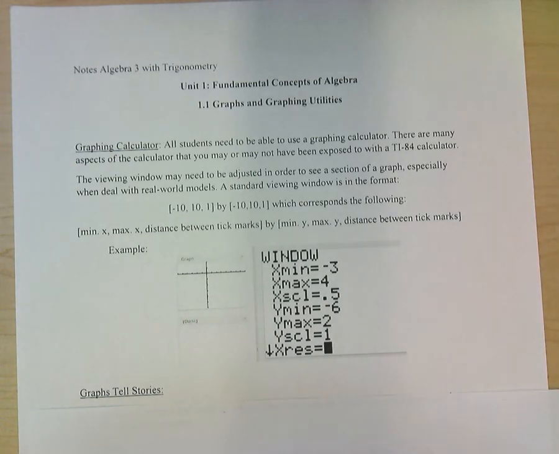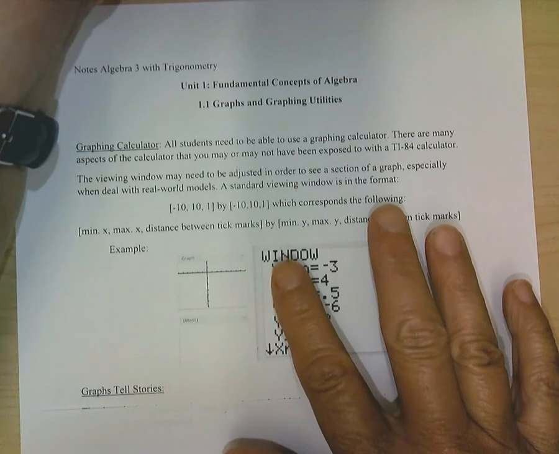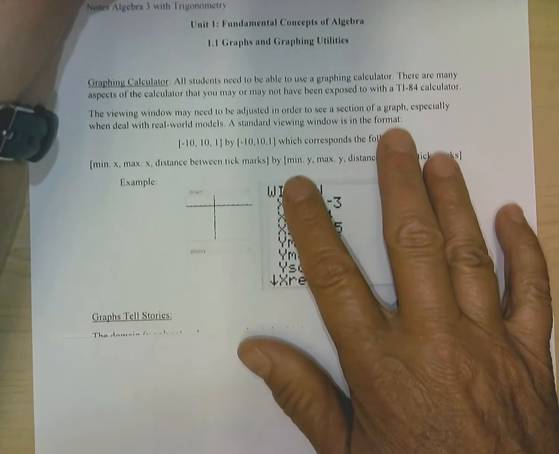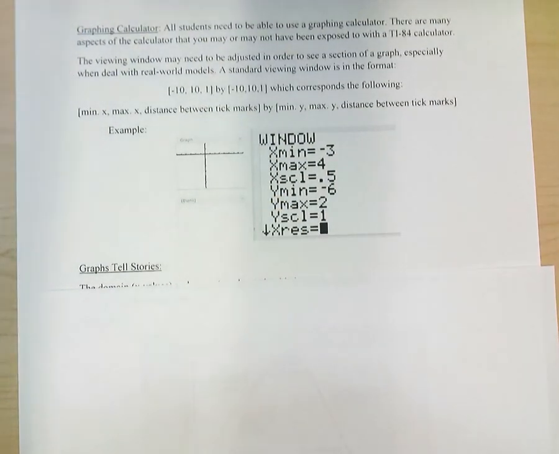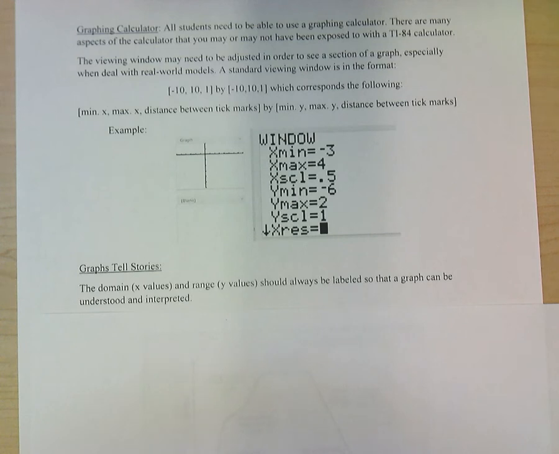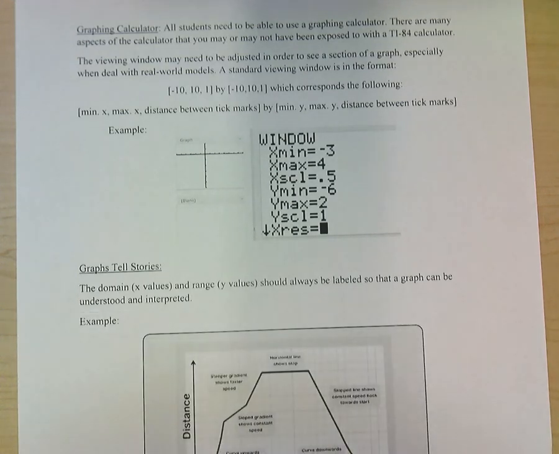The other thing in this section that we're going to do, because it's very practical, is we're going to look at graphs that tell a story. And to me, it's common sense, but sometimes you have to be very careful what you're looking at. So the domain and the range should always be labeled on the graph so you know what's happening.